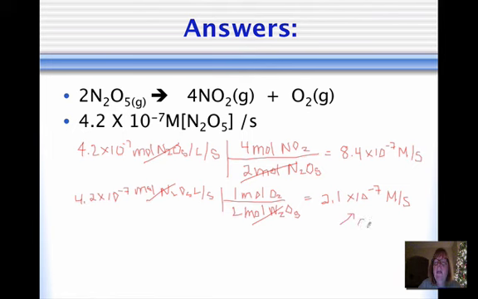So this is the rate of appearance of oxygen, and this is the rate of appearance of nitrogen dioxide. Once again, we know the rate of disappearance of this. Using our coefficients in the mole to mole ratio, we can get the rate of appearance of our products. All right, I hope that's helpful, and we're going to practice this.